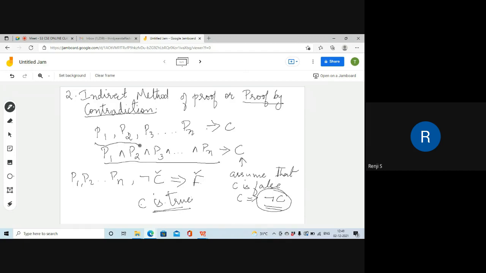We are given a set of premises P1 to Pn, and if we want to conclude C, what you have to do is to add not C to the given set of premises, and you have to prove from these premises. You can start with any premise, and step by step, using the 10 rules of conditional proof, you have to reach the conclusion F. That is, you have to prove that not C, which you had added, is false, which means C is true. If not C is false, then C is true. Okay. Is it clear?